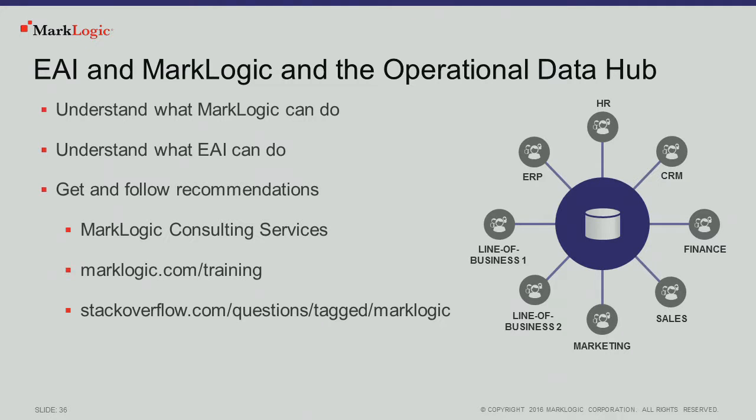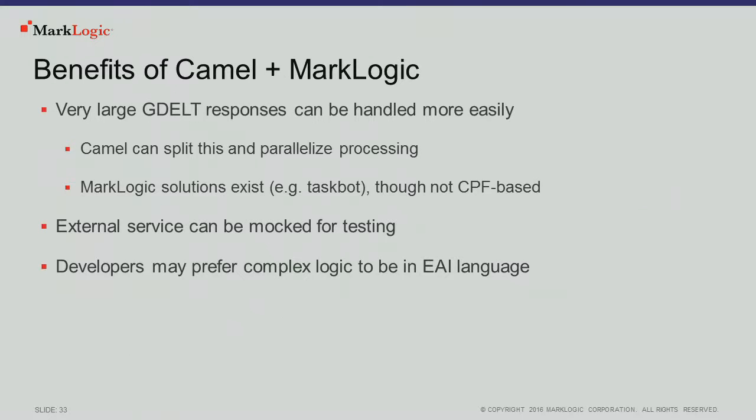Hello. How can you propagate transactions so that if you need to roll back, when you have a rollback from MarkLogic, it gets propagated so the other previous transactions in EAI get rolled back as well?